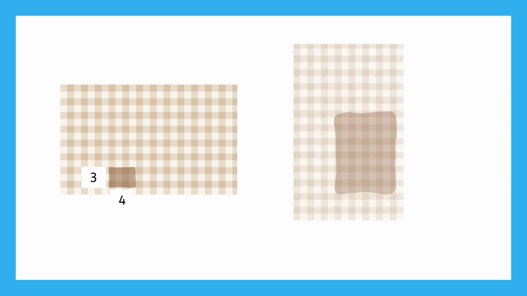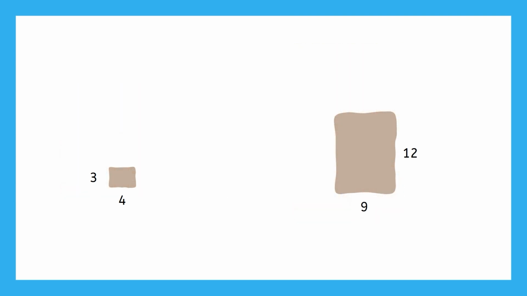The original stain had dimensions of 3 units by 4 units, and the new stain has dimensions of 12 units and 9 units. So let's compare these. I know the scale factor going from this smaller figure to the larger figure is greater than 1 since it got bigger, but what is the scale factor exactly?